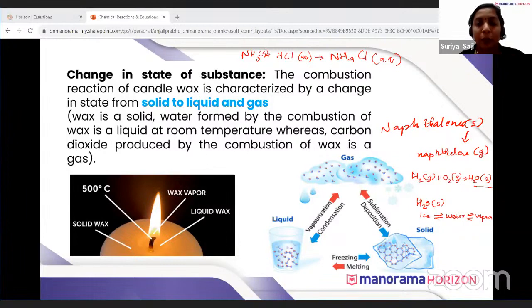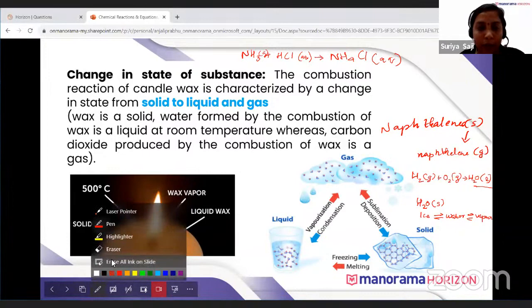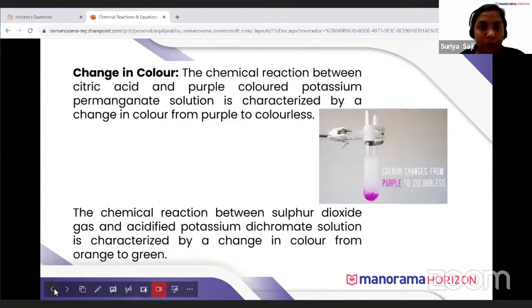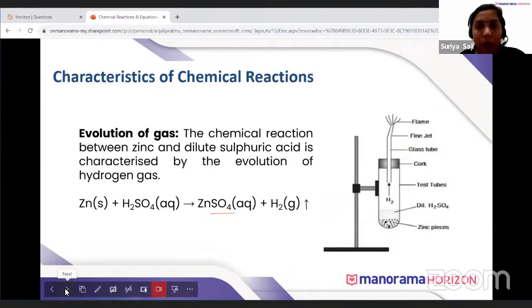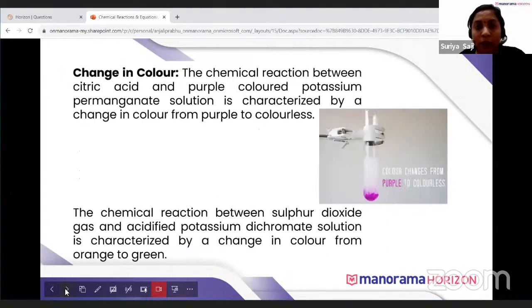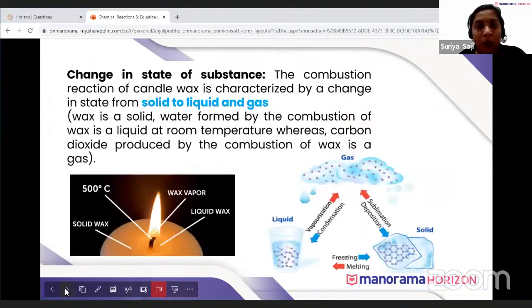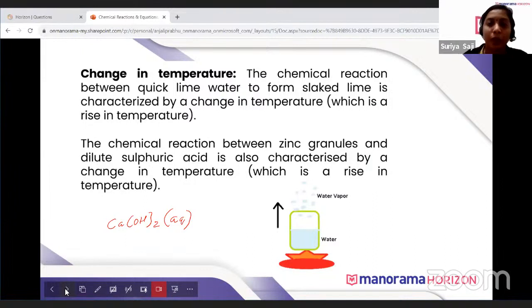Can you explain the reaction of quicklime? Okay, quicklime, we will discuss it. We will see the reaction of quicklime also. So this is clear, right? Gases are evolving. Then the second one is change in color. We discussed change in state and temperature. So we will see the chemical reaction between quicklime and water. The chemical formula of quicklime is calcium oxide.